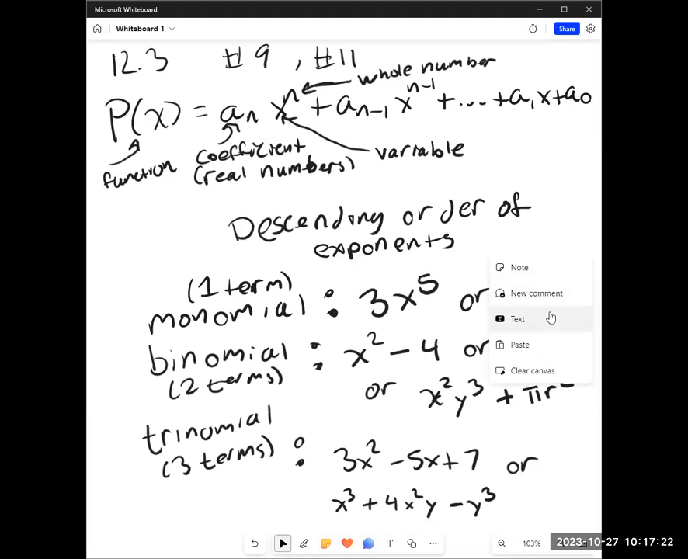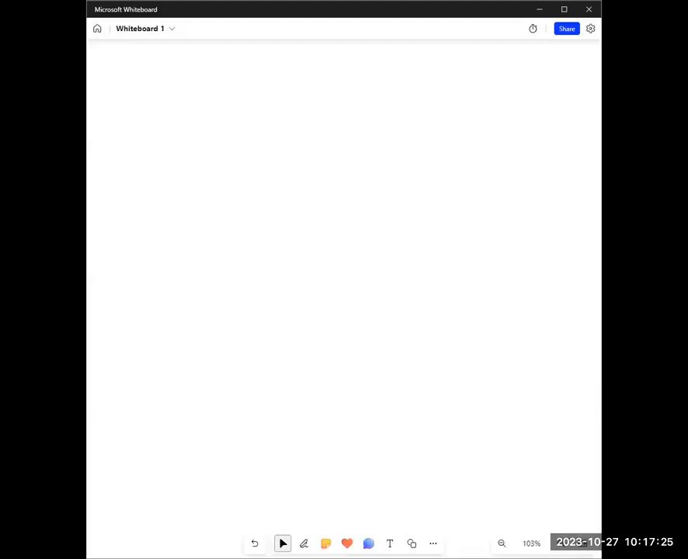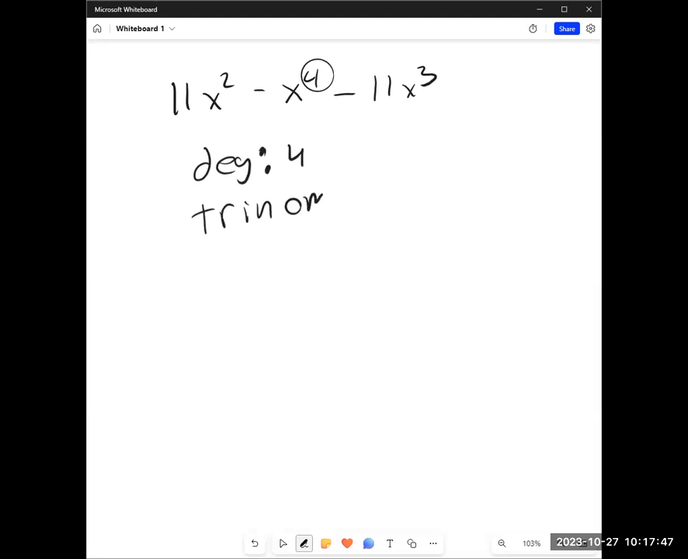Let's go ahead and look at a couple example problems. So I have 11x squared minus x to the 4th minus 11x to the 3rd. The degree of the polynomial is going to be 4, because 4 is the highest exponent that I see, and it's a trinomial. I have 4x cubed minus 8x to the 7th. So my degree is going to be 7, and this is a binomial.